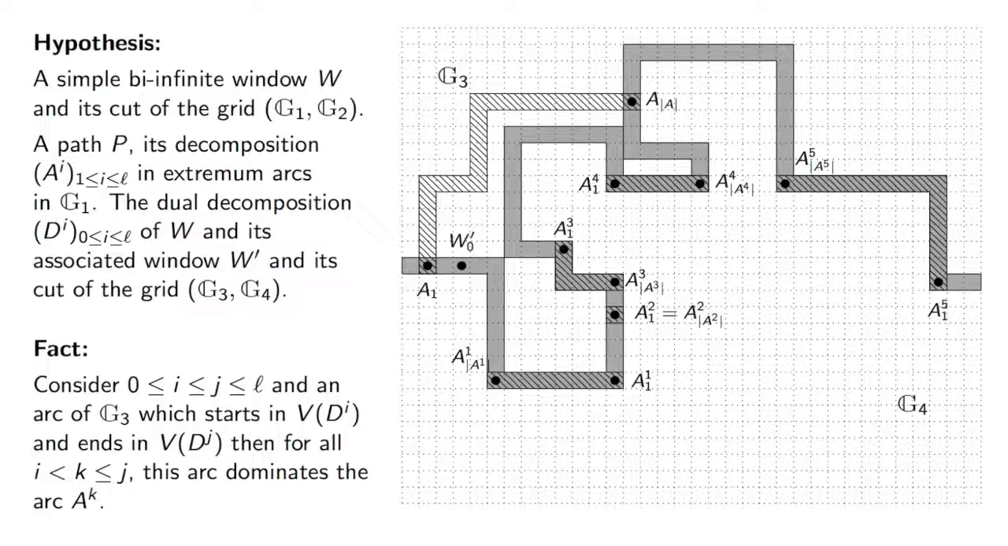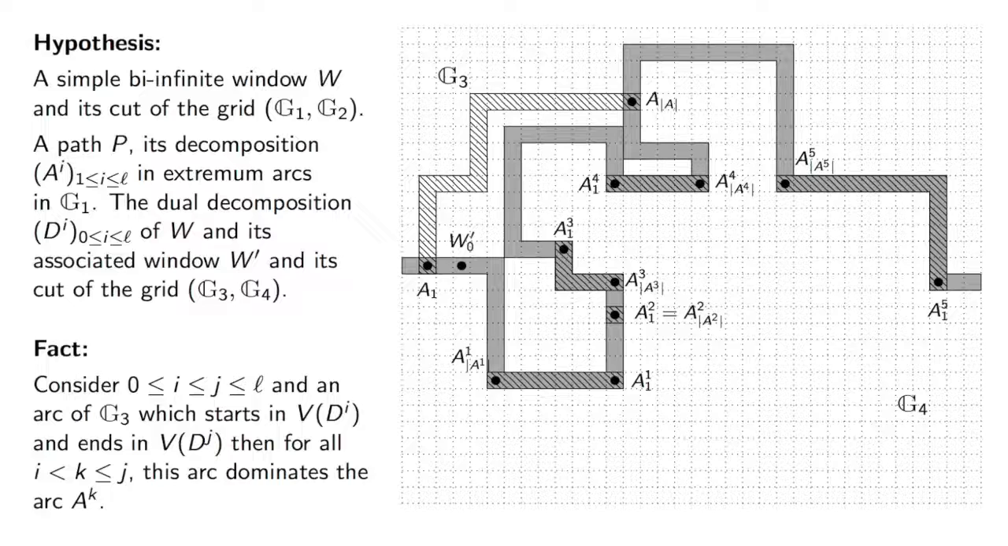Here is an important remark. Consider an arc of the graph G3 which starts in a dual segment DI and ends in a dual segment DJ. This arc dominates all the arcs of the decomposition from AI plus 1 to AJ. In this example, the arc A starts in D0 and ends in D4. Then this arc dominates the arc 1, the arc 2, the arc 3 and the arc 4.